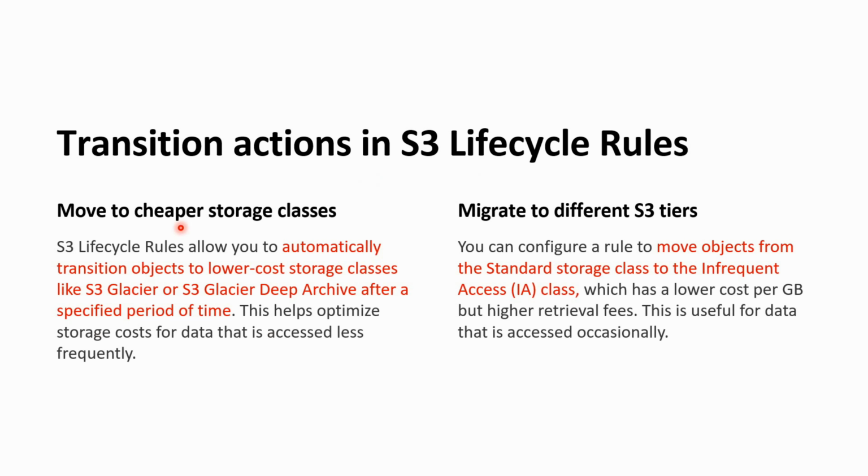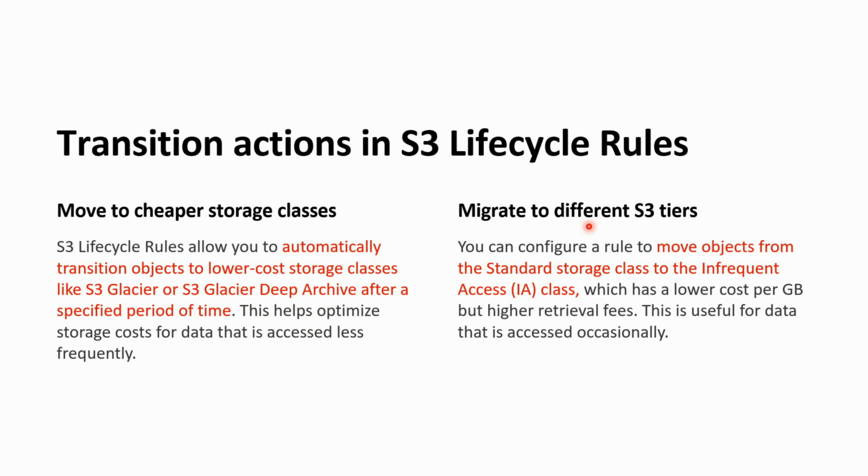Now we will see transition actions in S3 lifecycle rules. First point is move to cheaper storage classes. S3 lifecycle rules allow you to automatically transition objects to lower cost storage classes like S3 Glacier or S3 Glacier Deep Archive Storage after a specified point of time. This helps optimize storage cost for data that is accessed less frequently.